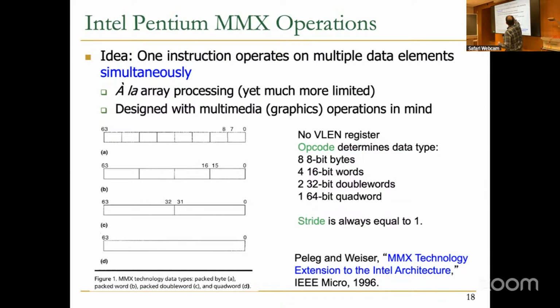Interestingly, they didn't need a vector length register. So different vector lengths, or how you chunk it, is actually specified by the opcode of that instruction. So basically, the opcode determines the data type, and as I said, you could have 8-bit bytes, 4, and so on and so forth. And when you are accessing memory, stride is always equal to 1. So if you remember from our last lecture, when you want to load, you need to provide an effective address, right? An effective address for each load operation. So in a vector, you also need to consider your stride. So the stride is set to 1 here, so you cannot change the stride.